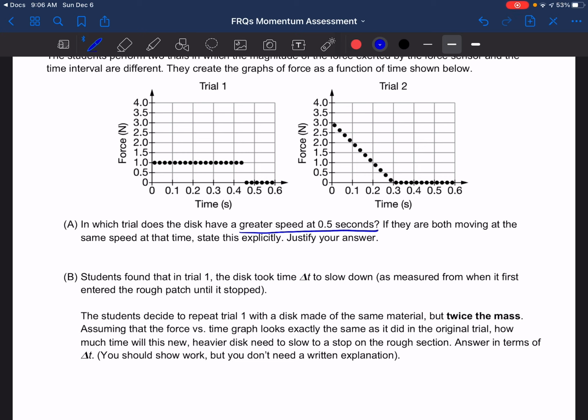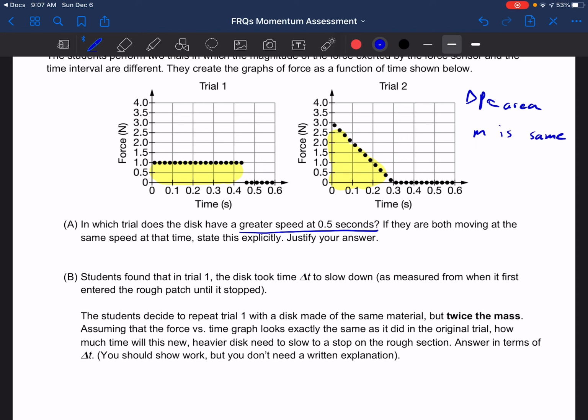So remember, the area underneath these graphs will give us the impulse, right? So if I get the area here and I compare it to the area here, that will give me the impulse on both of those. So for both of these, we're finding delta P by looking at area. And in both cases, the disk's mass is the same.